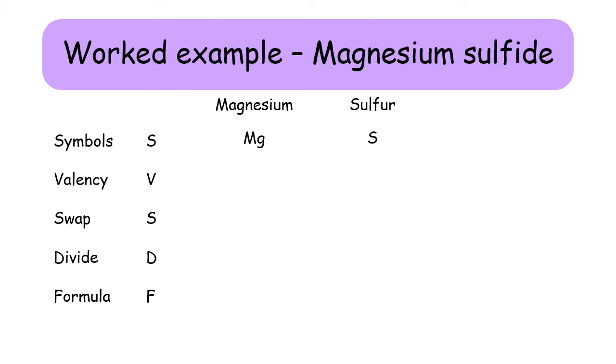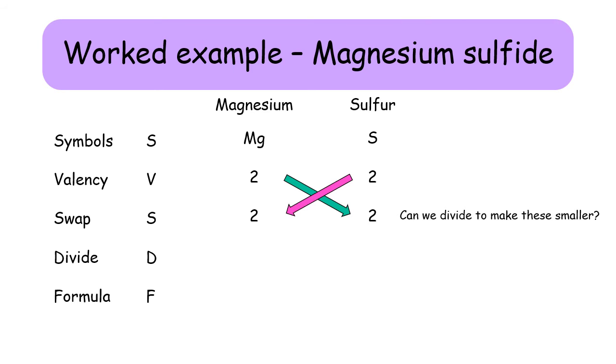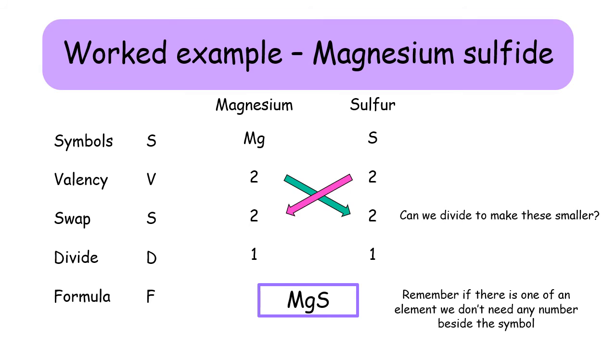From page 6, magnesium is in group 2, so it has a valency of 2. Sulfur is in group 6, so it has a valency of 2 as well. When we swap these numbers, again, nothing interesting happens. There's still a 2 under magnesium, a 2 under sulfur. But now when we ask ourselves, can we divide to make these smaller? Our answer is yes. 2 and 2, we can divide each of those numbers by 2 to give us 1 and 1. So when it comes to writing the formula, it's going to be just like before. MgS. There's 1 magnesium and there's 1 sulfur.